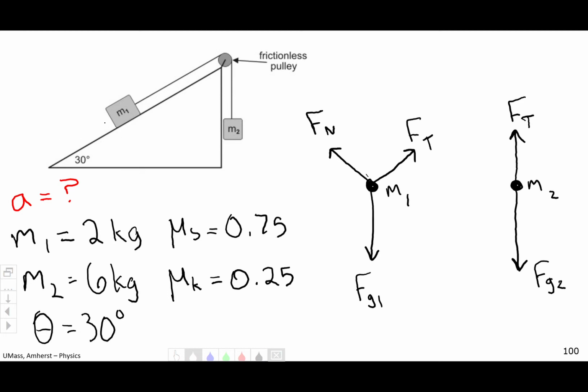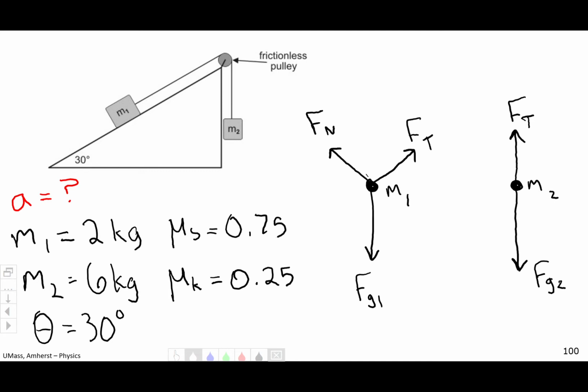Alternatively, if the system wants to move this way, let's say mass 1 is going to quote-unquote win and pull mass 2 up, which could happen. In this case, the force of friction is going to act, again, opposite the direction of motion, and it's going to pull in the opposite direction. Now, we don't know which way this system wants to accelerate yet, so we can't put friction on our free body diagram yet. We will be able to in the future once we figure out what's happening. So let's continue.